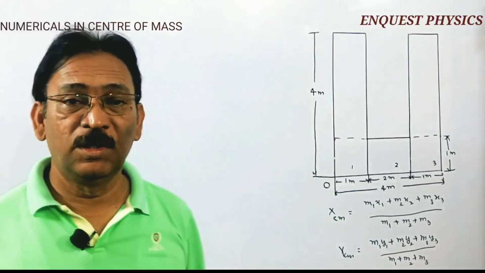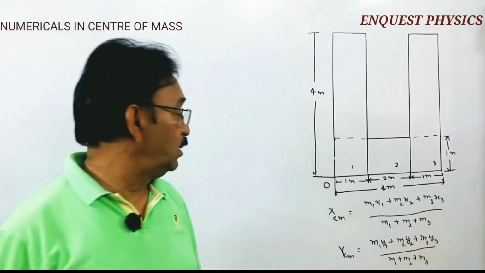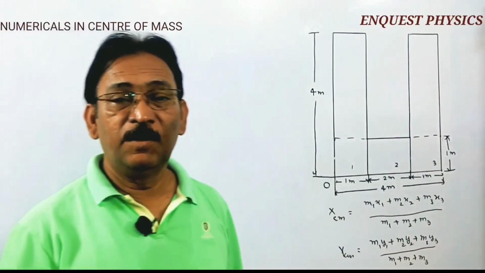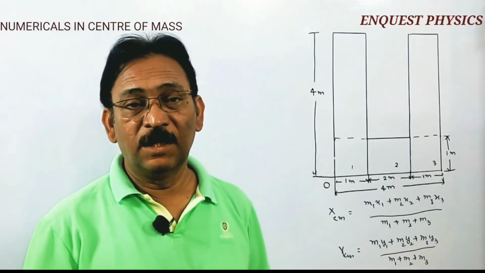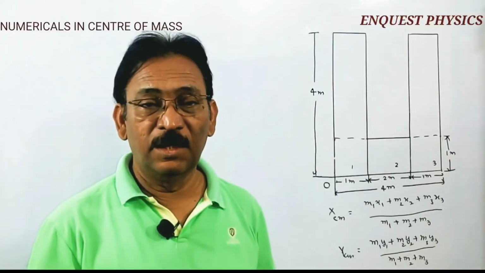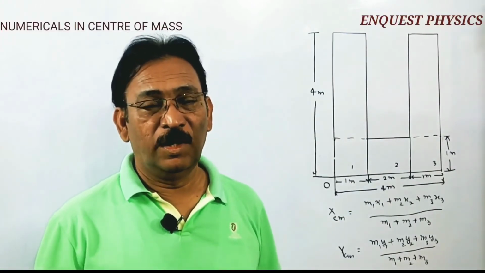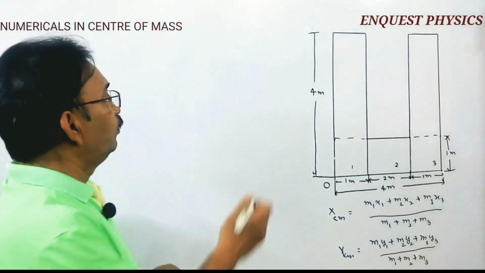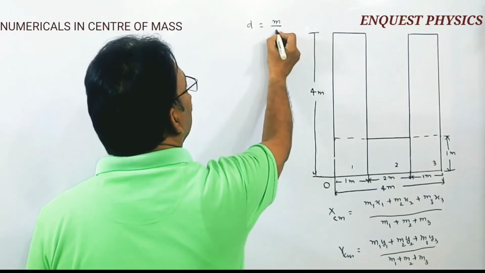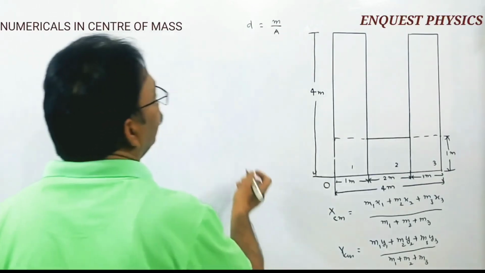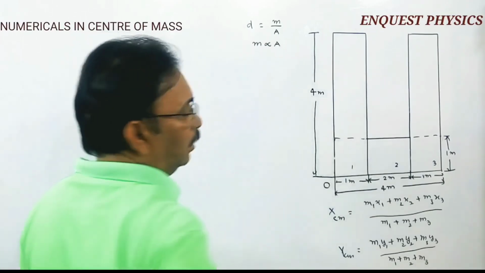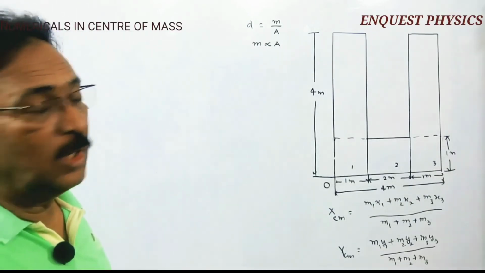First of all, we have to find out the masses as well as the positions. As you have learned before, mass is directly proportional to area. Since the density of the material is constant, okay, you know that density is equal to mass by area, areal density. That is, mass can be written as density times area. Okay, in this way, mass is proportional to area.